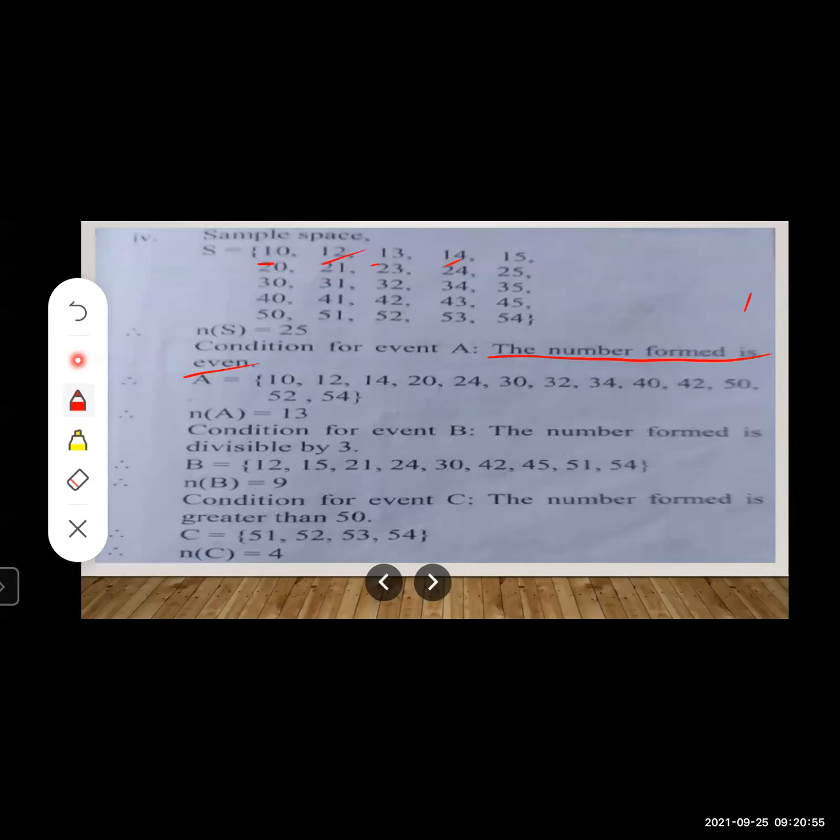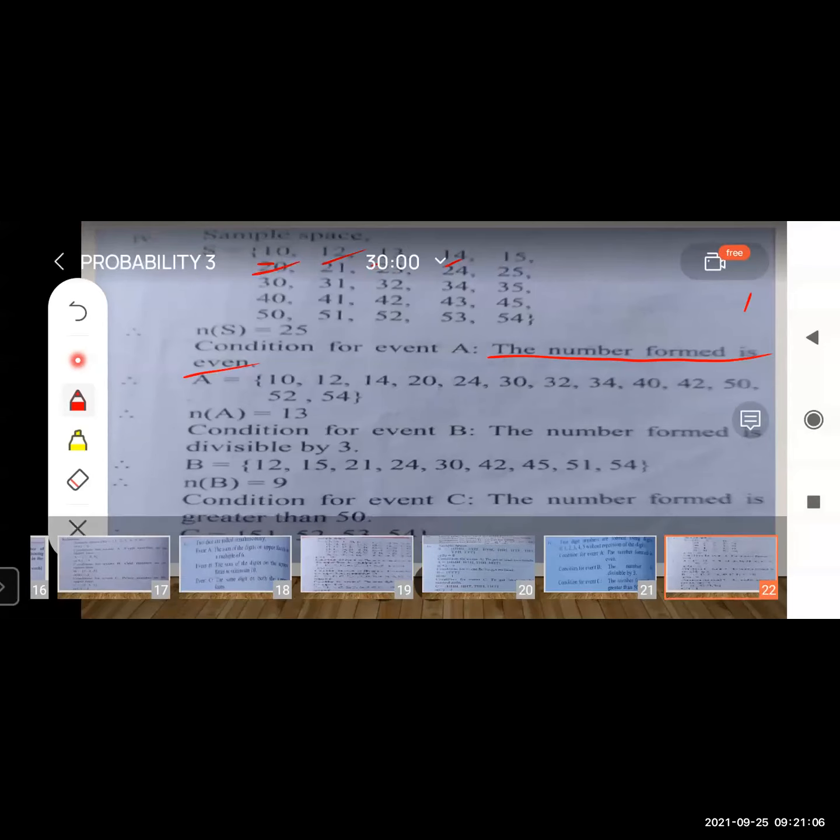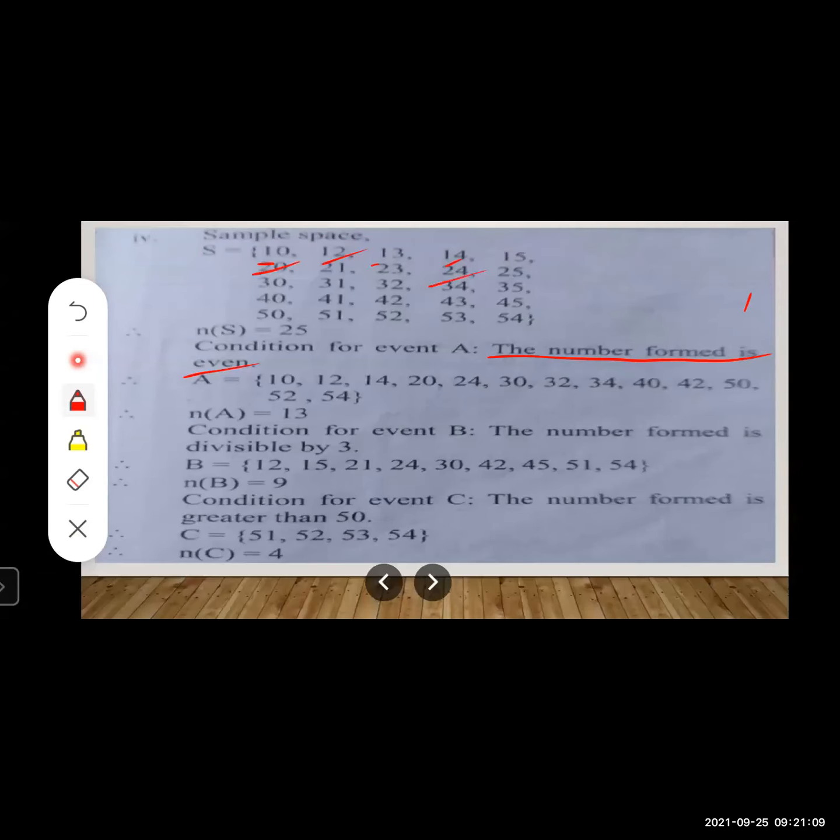Students, you must know what even numbers are. Yes, the numbers which are divisible by 2 are called even numbers, right? So 10, 12, 14, then the next number 20, then 24, then 30, then 32, 34, then 40, 42, then which is the next number? 50, then 52, and lastly 54, right? So you have to write these as the favorable outcomes in event A.